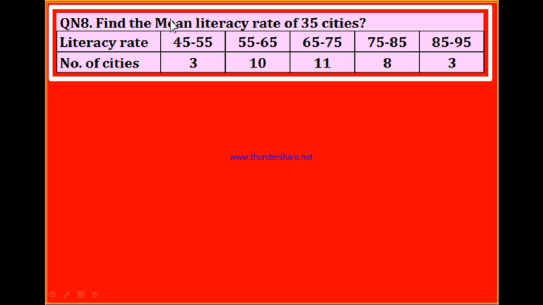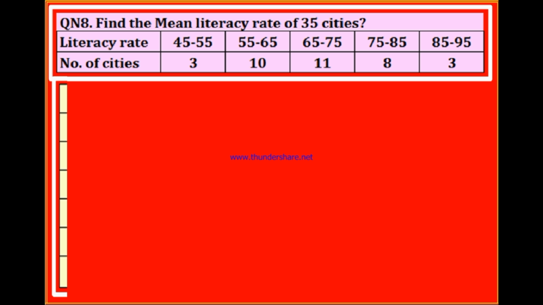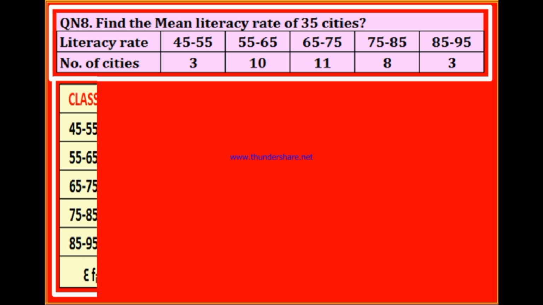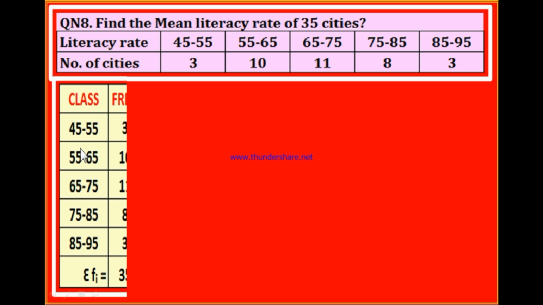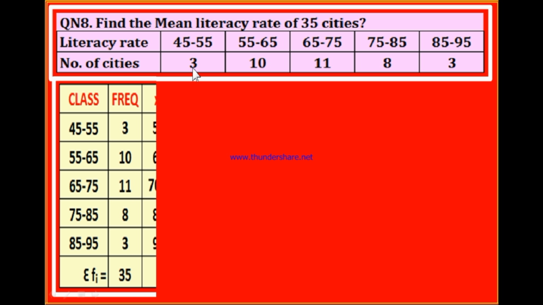Okay. The first row stands for the literacy rate and the second row stands for the number of cities. Now in order to find the arithmetic mean, let us consider the literacy rate as classes and the number of cities as frequencies. Let us form a table with classes 45 to 55, 55 to 65, 65 to 75, 75 to 85 and 85 to 95. These are the classes. And corresponding to these classes, what are the frequencies? The frequencies are 3, 10, 11, 8, 3.